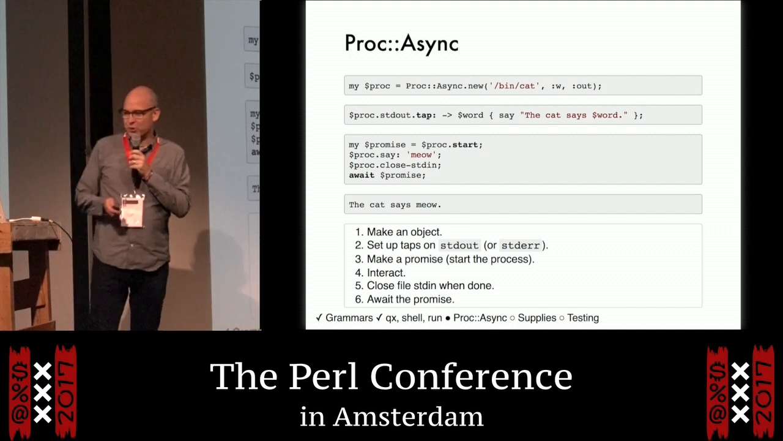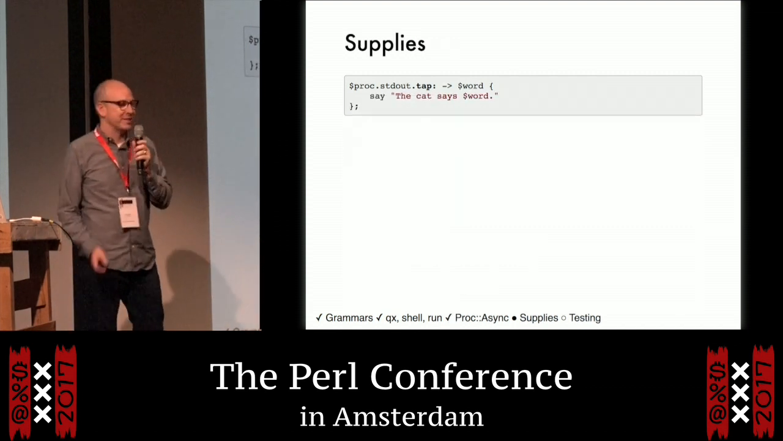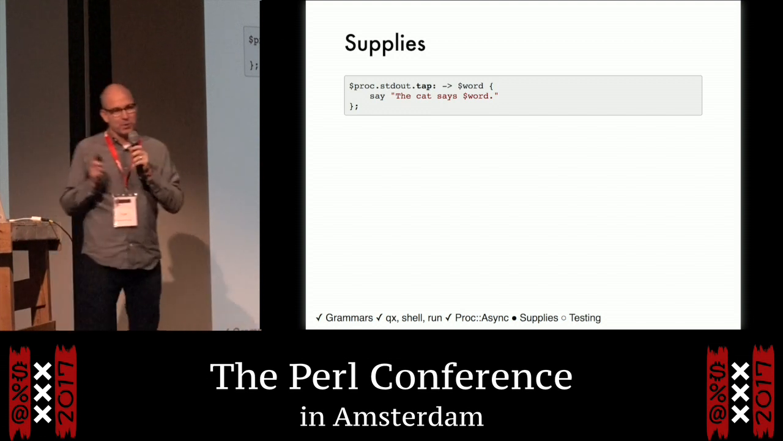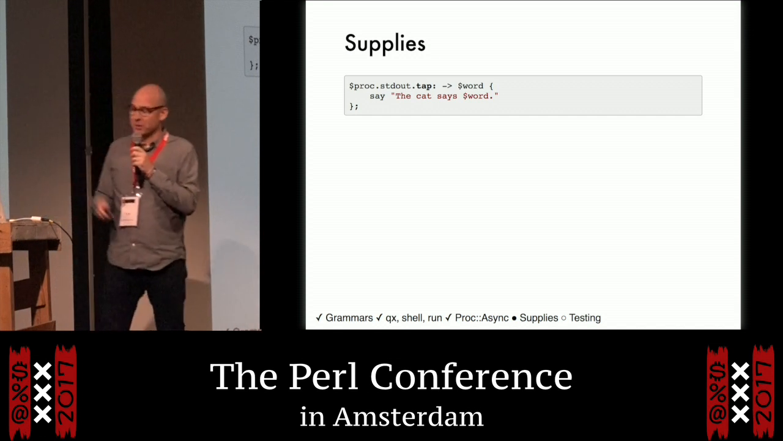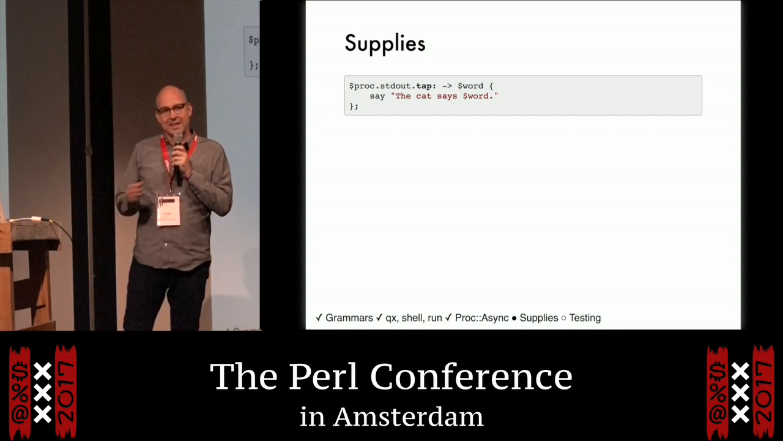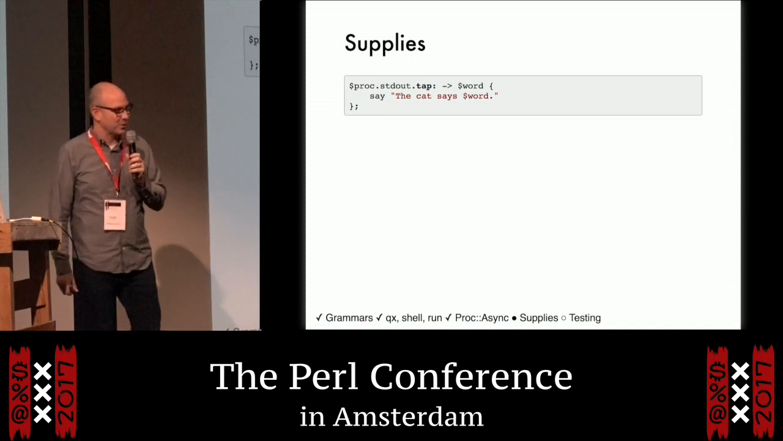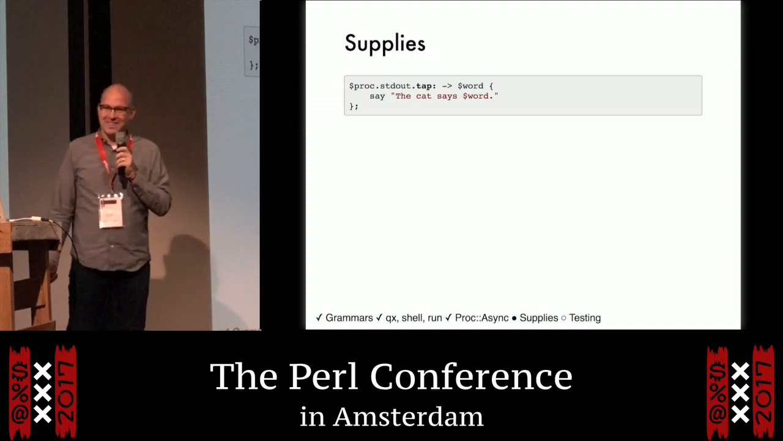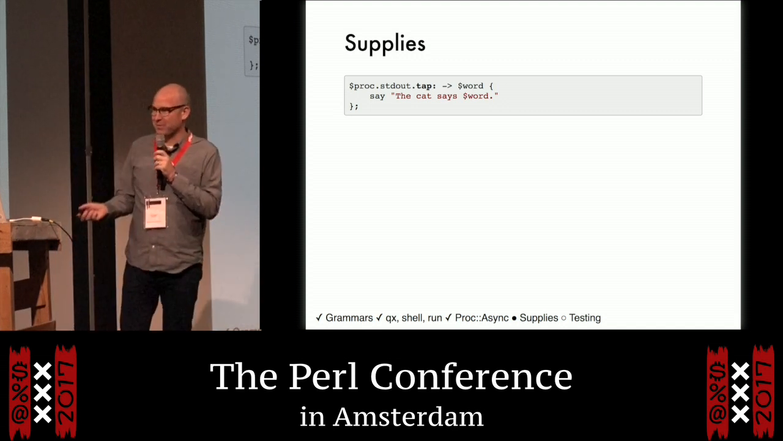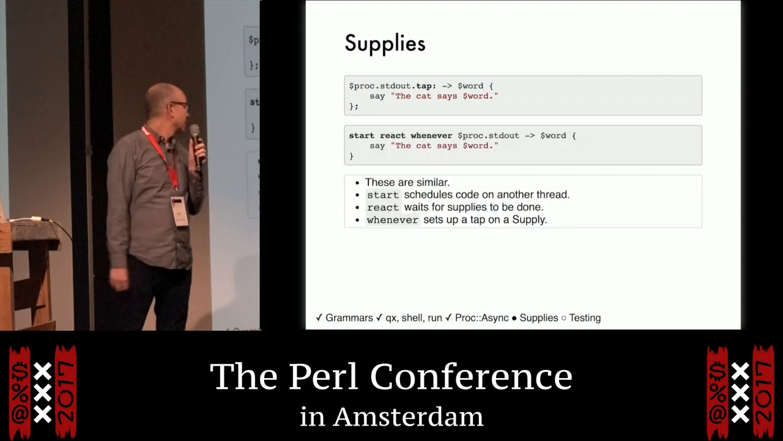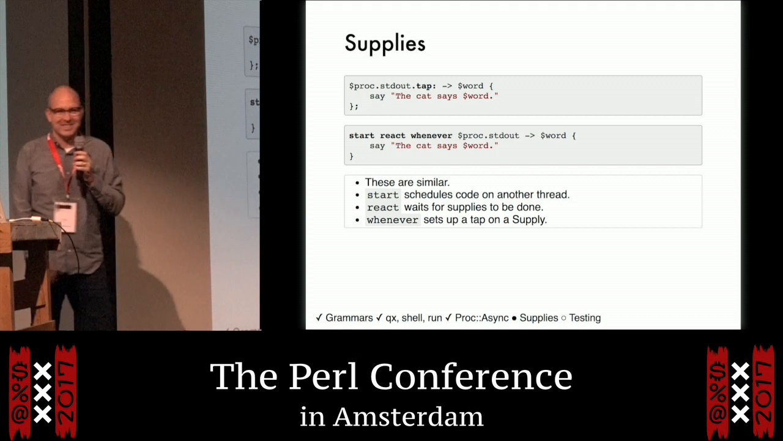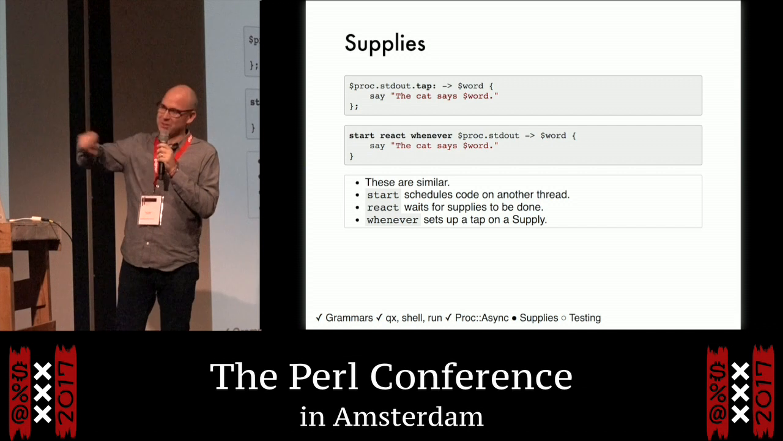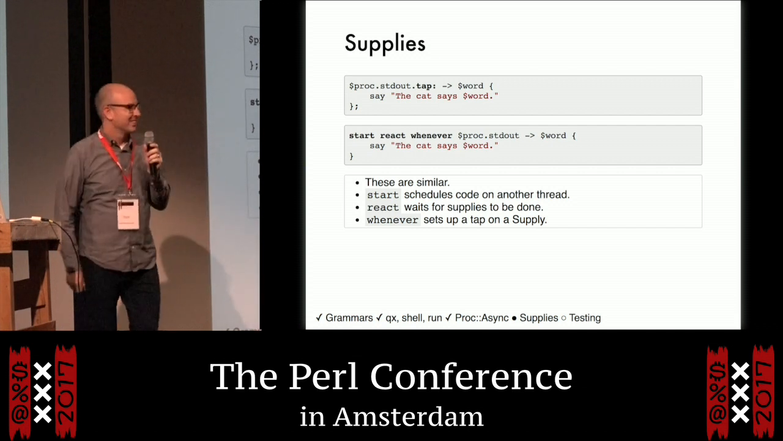And what I want to do now is drill in a little bit on the setting up of the taps. When we set up a tap like this, what we're actually doing is using something called a supply. And as is usually the case with Perl 6, there's more than one way to set up a supply. The other way, instead of calling tap, is to use the whenever construct. Whenever is really interesting because when you look at it, it almost looks like a loop, except it's not a loop. You're setting up a tap.